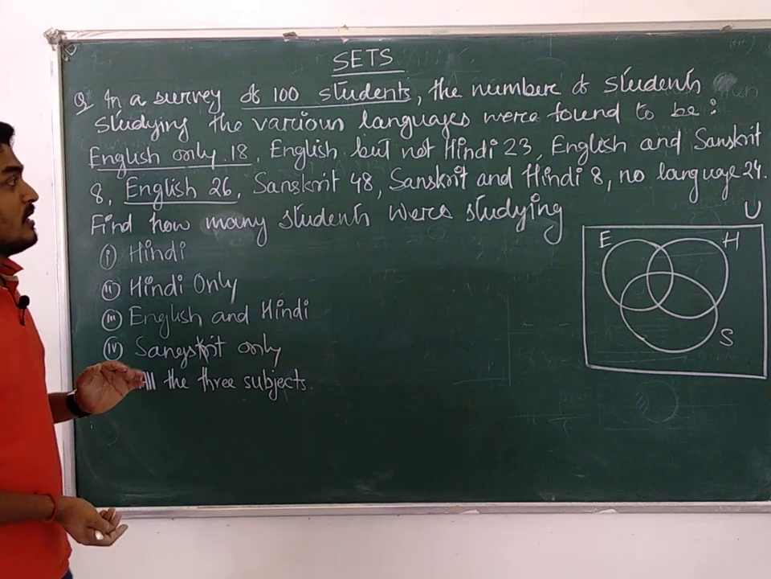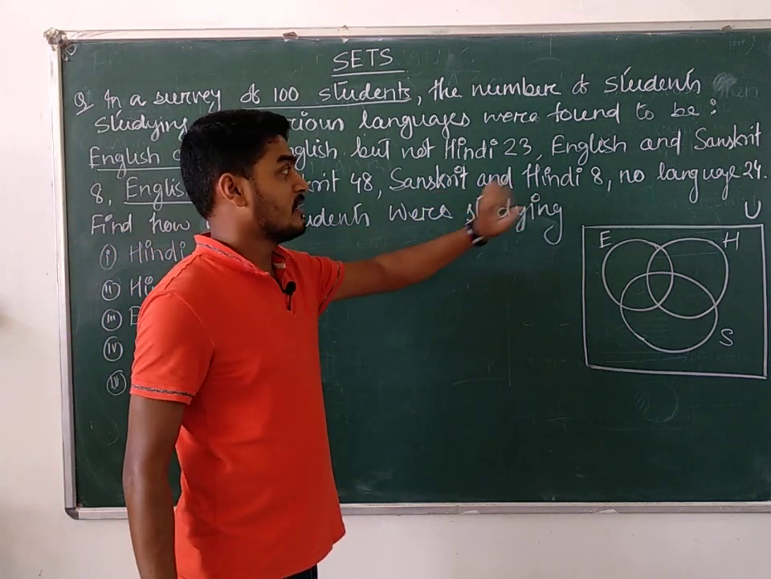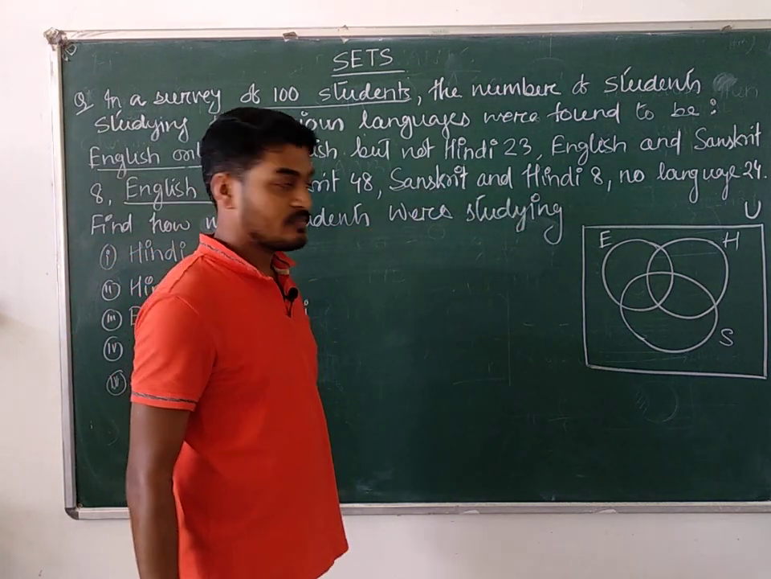Then a situation. Sanskrit and Hindi means they are nothing but the intersection. Sanskrit or Hindi both. So the number of people is 8.